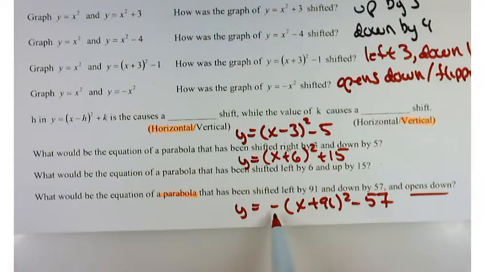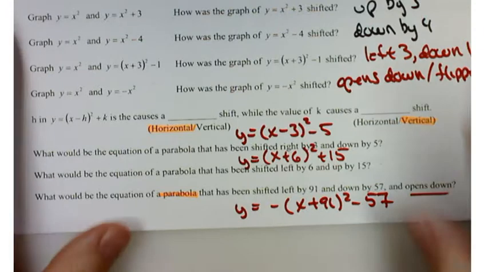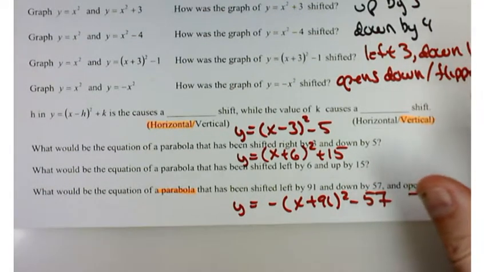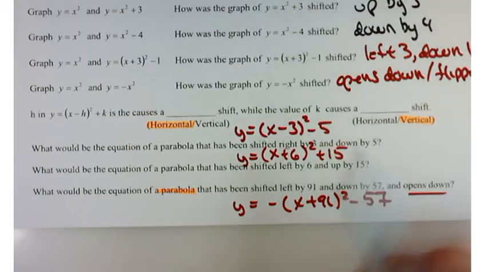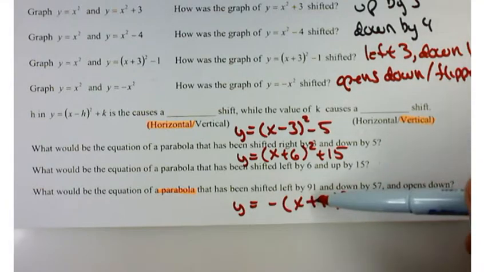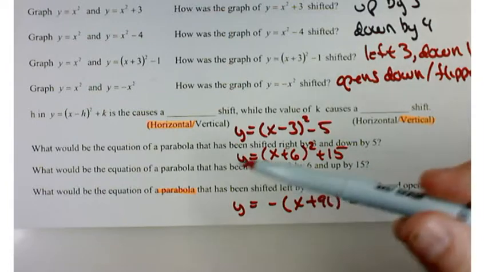The negative out in front doesn't change this. You don't distribute it or anything fancy with that. You just put the negative out in front of your squared term, and that causes it to open down. The plus or minus determines left or right. The negative doesn't change this. It doesn't make this shift to the right all of a sudden. It's still going to shift to the left.